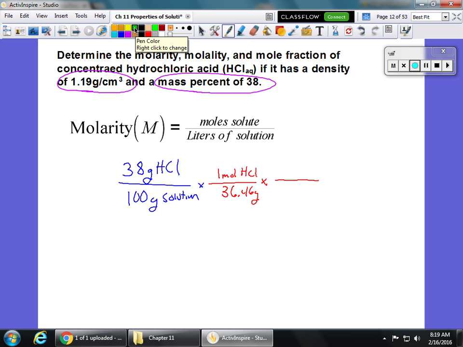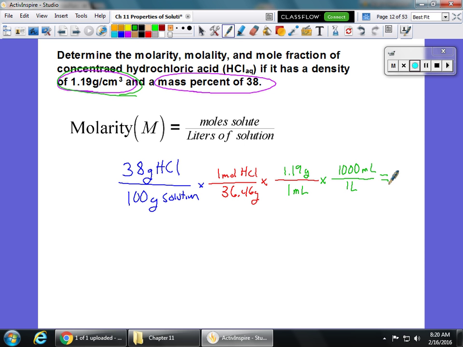And now we've got to deal with the solution part. It's per 100 grams of solution, but we want this to be per liter of solution. So we were given the density up here as 1.19 grams. So we can say that there are 1.19 grams of our solution in every 1 cubic centimeter, that is every 1 milliliter. But again, we don't want this to be in milliliters, we want this to be in liters, so we know that there are 1,000 milliliters in every 1 liter.